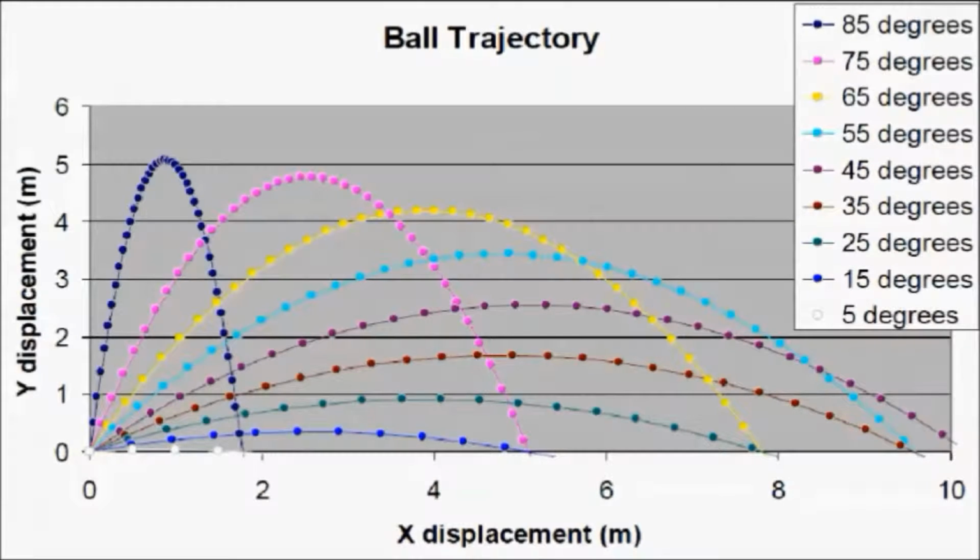The first aspect of the ball's trajectory we'll be looking at is the angle of release. This chart shows the angle of release's effect given a constant force and constant height that the ball is released from.